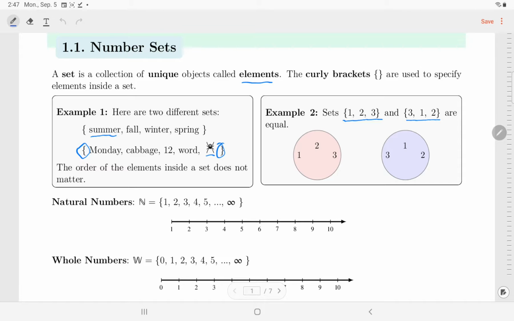Now let's look at number sets. The smallest number set includes natural numbers. These are counting numbers such as 1, 2, 3, 4, and so on. We use N, capital N, as a symbol for natural numbers, and we put all the natural numbers inside the curly brackets. Whole numbers include all the natural numbers, but they also include the number 0.